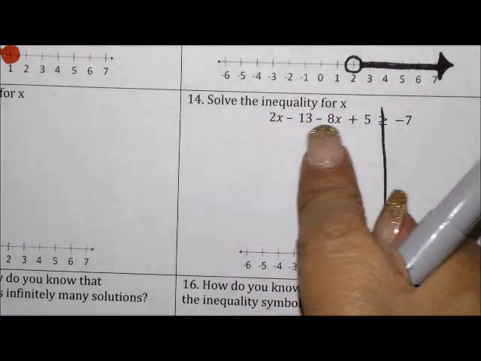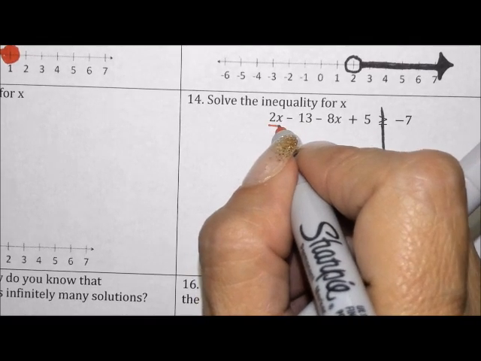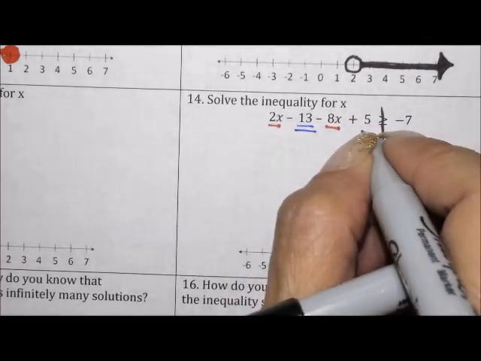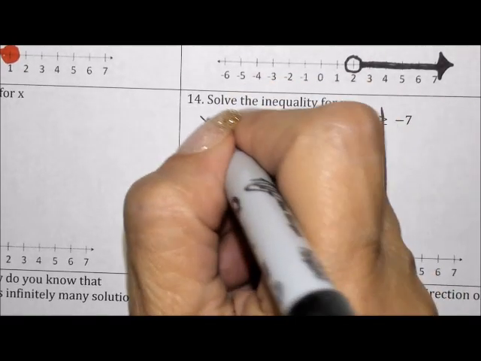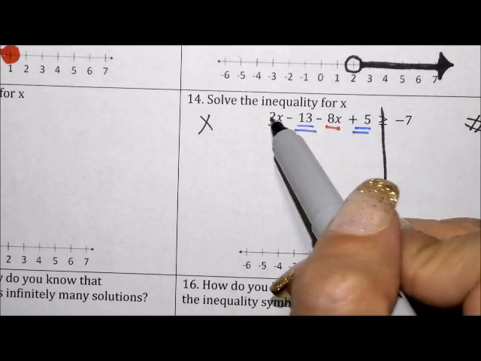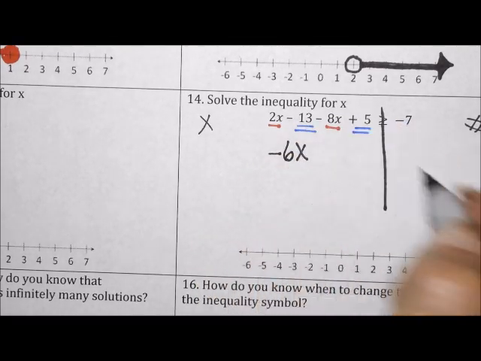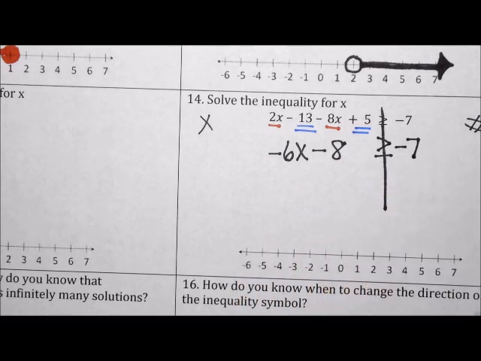All right, I see a whole bunch of stuff over here. What can I put together? 2x and negative 8, and then I can put negative 13 and positive 5 together. Once I put those together, then I can make this my x side and this my number side, and I can solve it. Okay. Negative 8 and 2 will give me negative 6x. Negative 13 and 5 will give me negative 8, greater than or equal to negative 7. Okay, go ahead and finish that one.